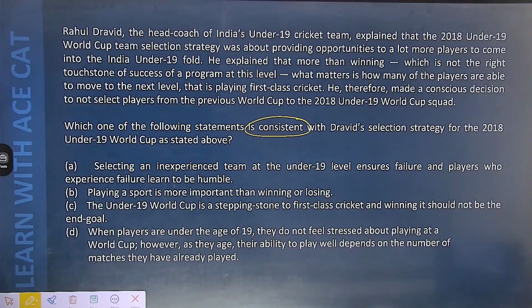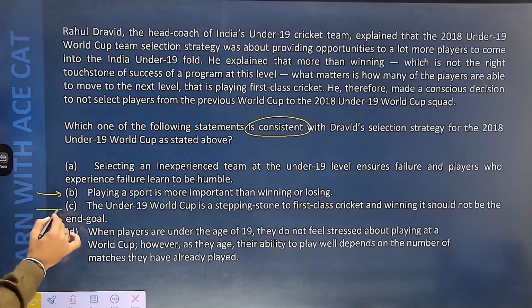So what is the correct answer? I think if you have read all the 4 options, students may get confused between B and C. B says playing a sport is more important than winning or losing. And C says the Under-19 World Cup is a stepping stone to first-class cricket, and winning it should not be the end goal. So if you compare these 2 options, indeed the correct answer is the third option.